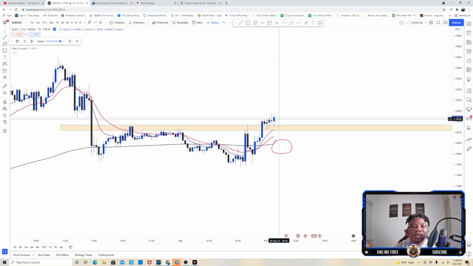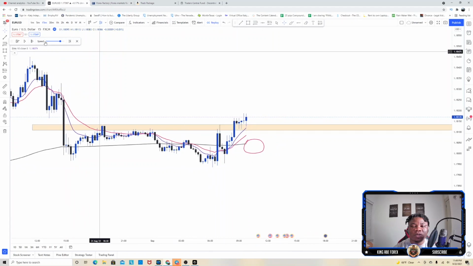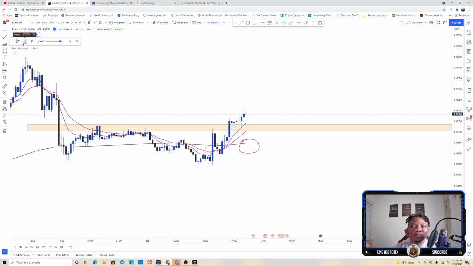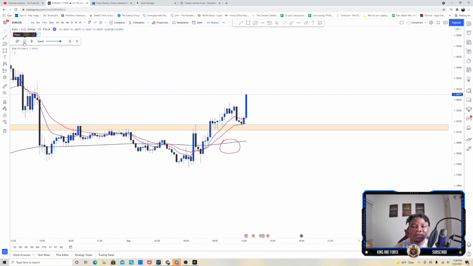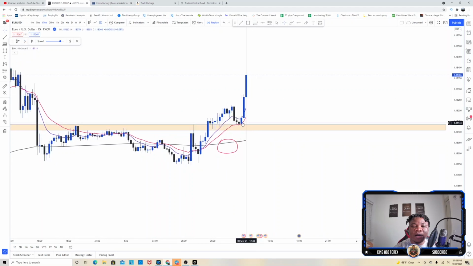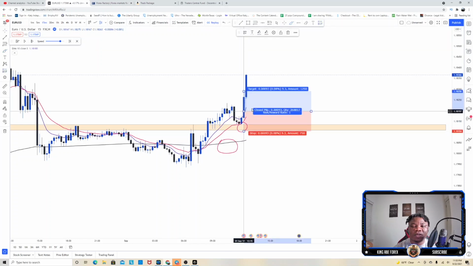So we have price above our resistance. Now we're just waiting for our entry. Let's keep looking. So we got our pullback right over here. This was our pullback right here. Now our entry will be right over here at this bullish engulfing candle.